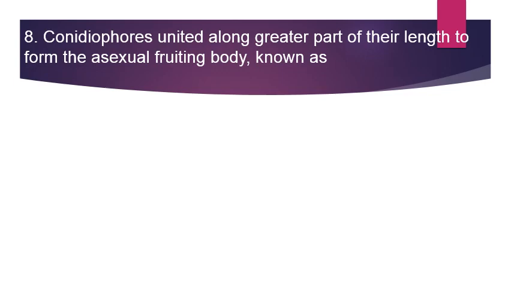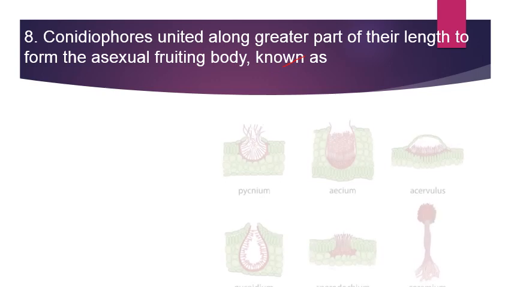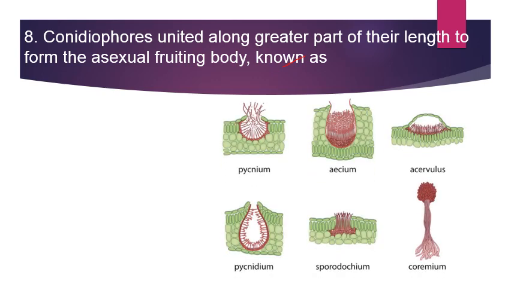Conidiophores united along the greater part of their length to form an asexual fruiting body is known as. There are different types of fruiting bodies which are found in fungi, like we have Pycnidium, Acervulus, Sporodochium, and Coremium. Coremium is also known as Synnemata, which is the right answer of this question.